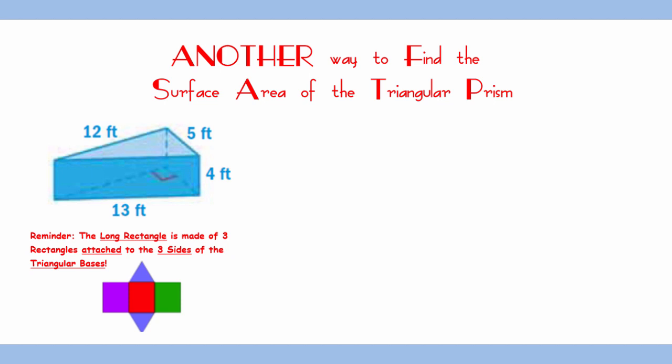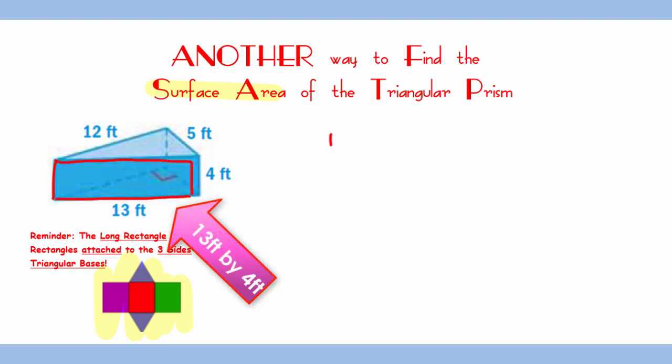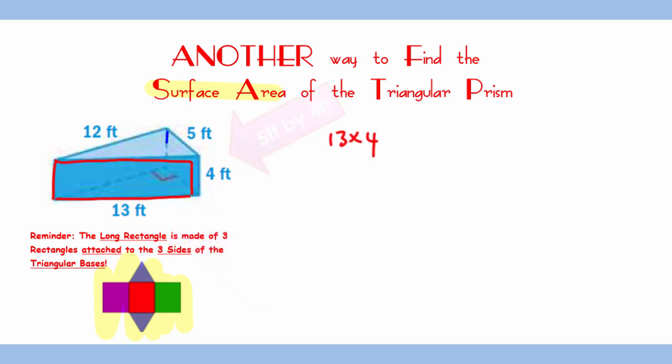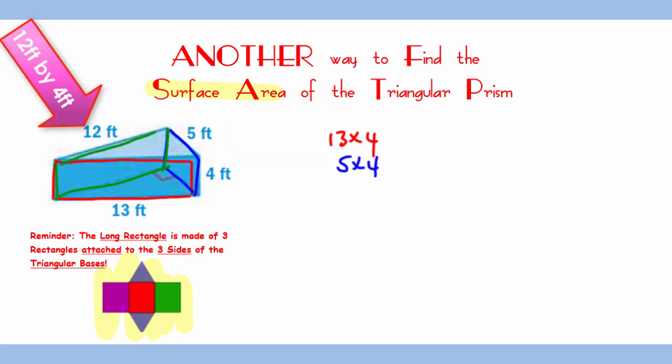So in this slide, we will go over another way to find the surface area of a triangular prism by redrawing the net into 3 rectangles connected together, such as the picture below right here. So let's first gather some information before we begin. Notice the front rectangle right here is a 13 by 4. The side rectangle right here is a 5 by 4. And the ending rectangle right here is a 12 by 4.